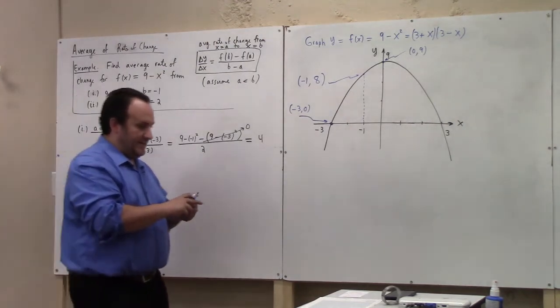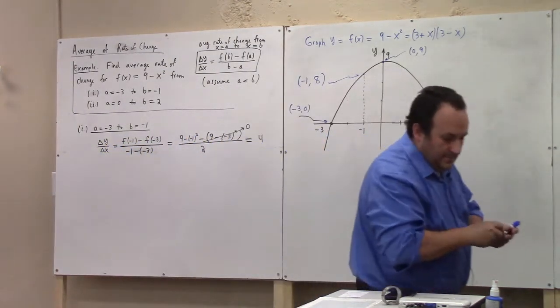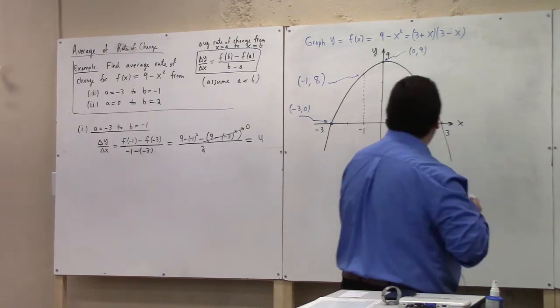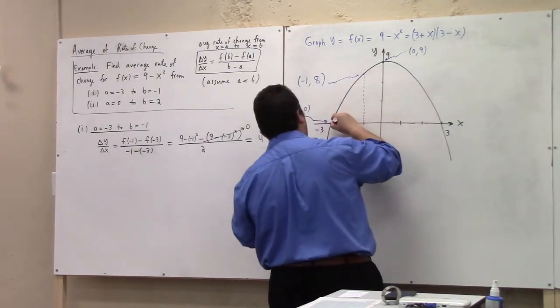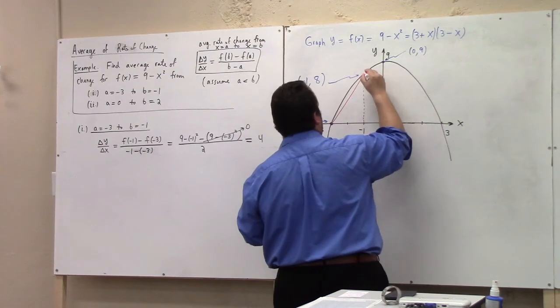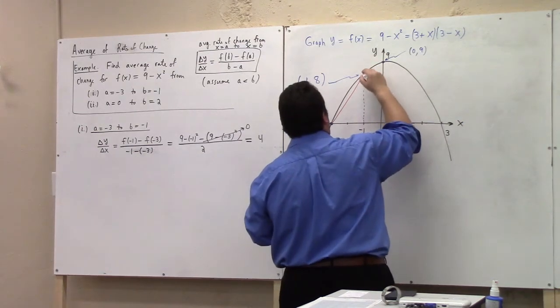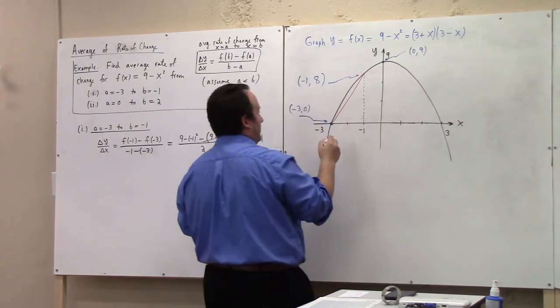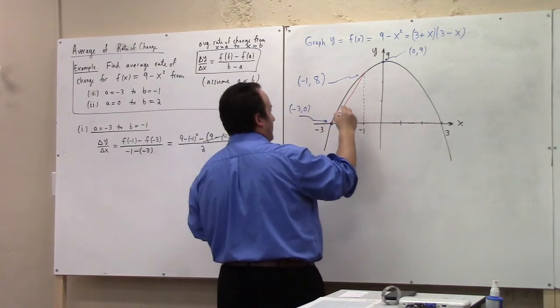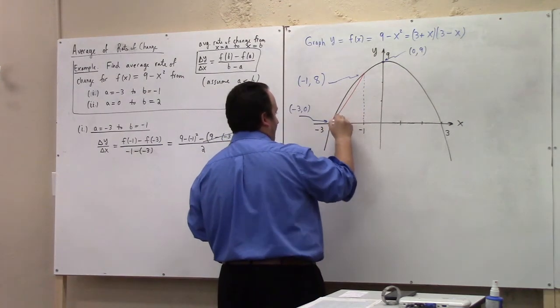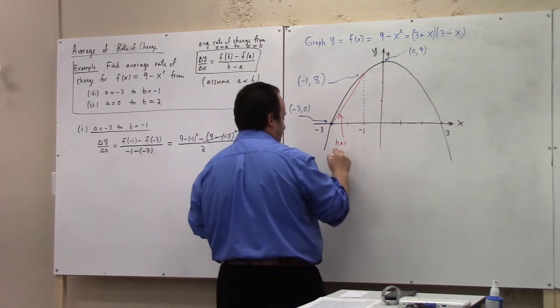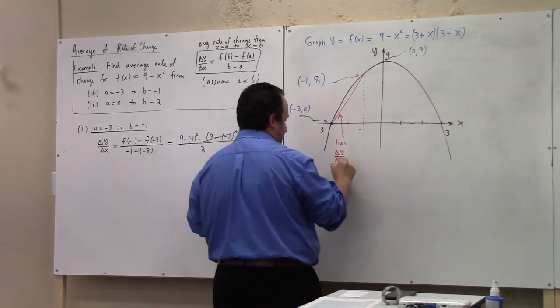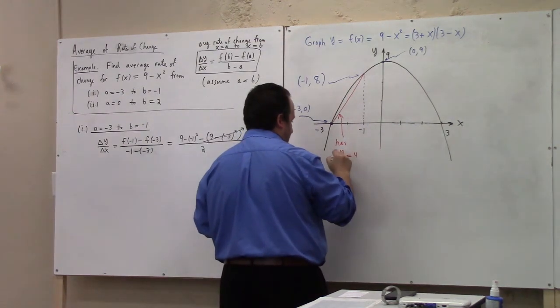So like that line is this one. That was supposed to be a line. Sorry. So this guy has delta y over delta x equals 4. It's got a slope of 4.